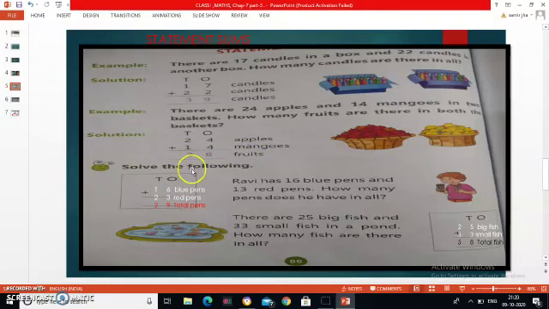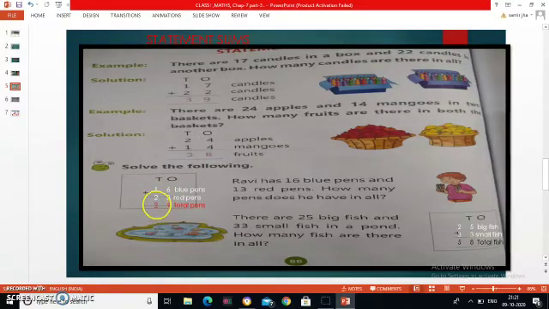Now next one. Solve the following. Ravi has 16 blue pens and 13 red pens. How many pens does he have in all? Again, in all means you have to count everything together. Addition. Now see, Ravi has 16 blue pens. So write here 16 blue pens. 13 red pens. Now count together. 6 plus 3, 6, 7, 8, 9. Yes, 9. Now 1 plus 2 will make 3.